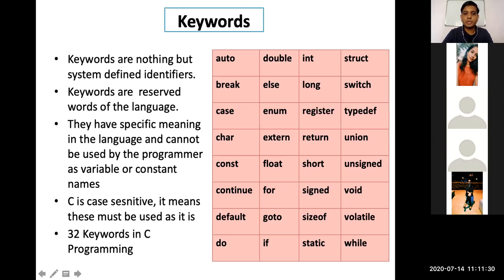There are 32 keywords in the C language. There are some extended keywords also, which are defined in ANSI C, but we will majorly study these 32 keywords. We will get to know them when we use them: auto, break, case, char, const. We are going to use all the keywords in the next 15 days.